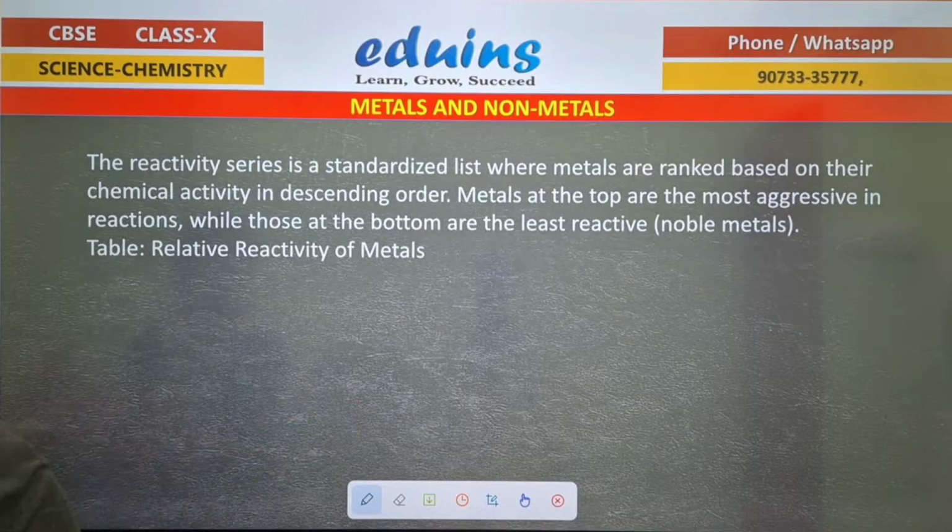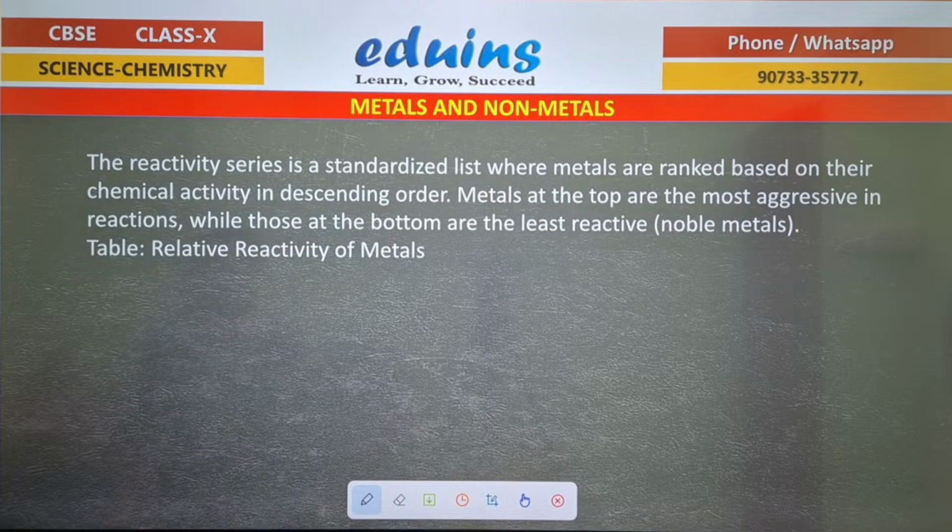The reactivity series is a standardized list where metals are ranked based on their chemical activity in descending order. Metals at the top are most aggressive in reaction, that is, most reactive, while those at the bottom are the least reactive, called noble metals, which are non-reactive in nature. So we go through the table and read the table now.